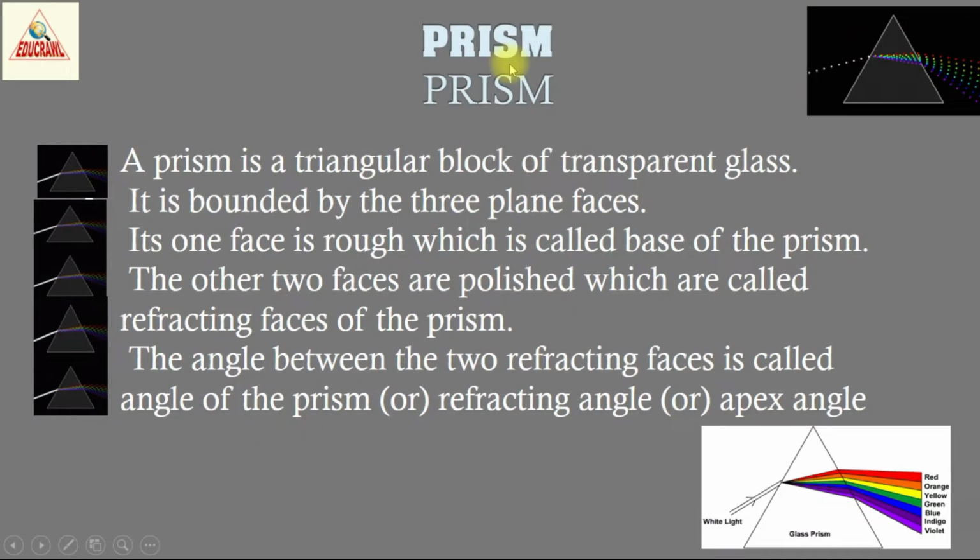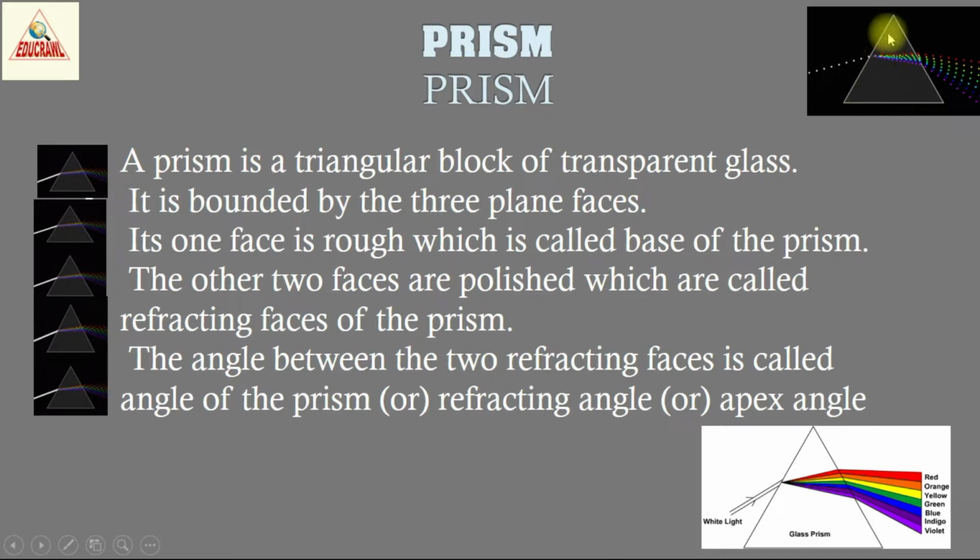First, let us see what is prism. A prism is a triangular block of transparent glass. It is bounded by three plane surfaces. If you see the diagram nearby, you can see the three faces. The face which is rough is called as the base of the prism. Follow my pointer, you can see the base.